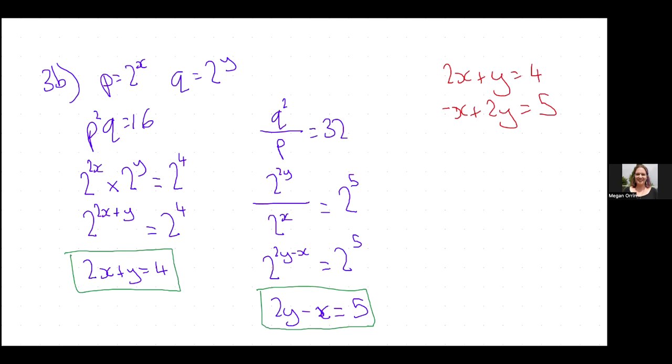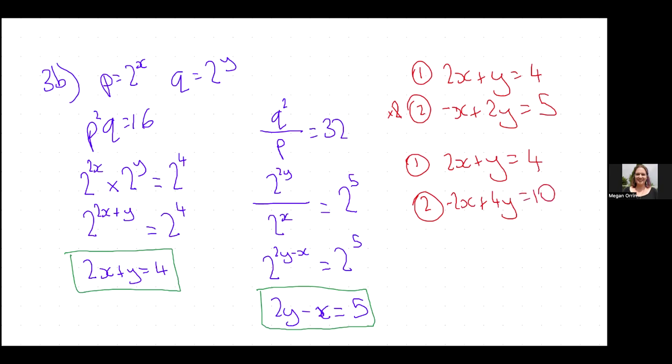Now, I need either my y's to match or my x's to match. I don't care which one. I'm going to double the second one because why not? It really doesn't matter. I'm going to make my x's match. So I leave equation 1, but I'm going to times the second one by 2. So then I have negative 2x plus 4y equals 10. Now, if I add these together, I'm going to get rid of this. So that disappears. This becomes 5y, and this becomes 14, and that is absolutely not what I got before.